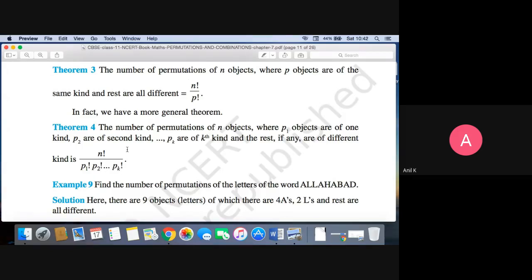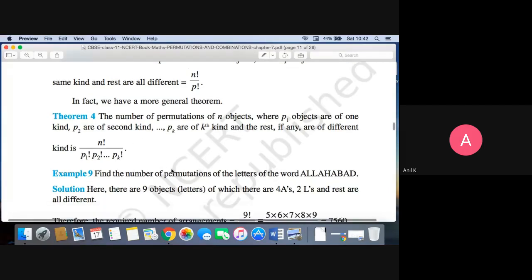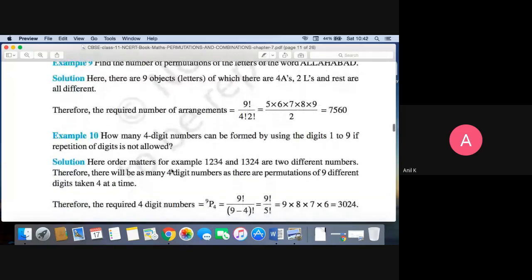Here p1, p2 mean, like in Mississippi, S is repeating 4 times, that is p1 objects repeating 4 times, then I is p2, I is repeating 4 times, so 4 factorial into 4 factorial into, then P is repeating twice. So this is the formula for when different objects are repeating.